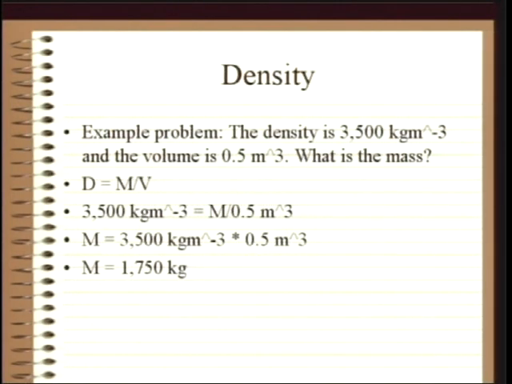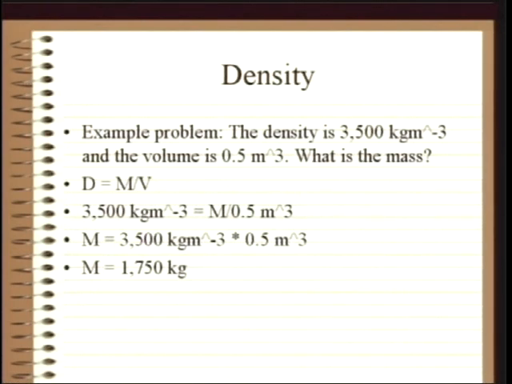Suppose the density is 3,500 kilograms per meter cubed, and the volume is 0.5 meters cubed, and we want to determine what the mass is of that. So our formula is the density is equal to mass divided by volume, and we want to solve for the mass. So we plug our knowns into the equation. The density of 3,500 equals mass divided by the 0.5 for the volume. And so we multiply both sides of the equation by 0.5 to have mass on one side of the equation.